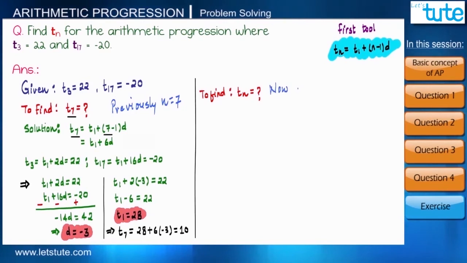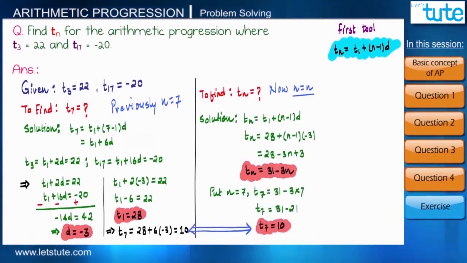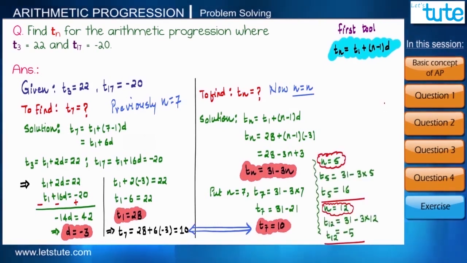But now it is asking us to find Tn only. So T1 and D will remain the same, and we'll write n as it is. By putting all the values in the formula, we will get Tn equals 31 minus 3n, which is a general expression in the form of n. For example, if you want to cross check whether the T7 we found was correct or not, you just put the value n equals 7 and you will get T7 equals 10. Similarly, you can put different values for n and you will get different terms of the sequence.